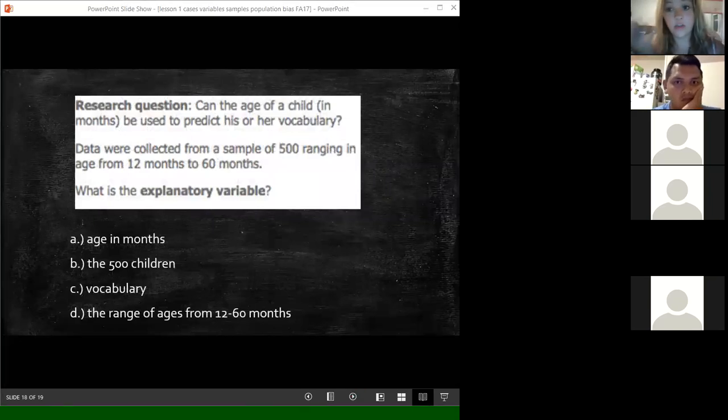So here's our research question. Can the age of a child in months be used to predict his or her vocabulary? We collected data from a sample of 500 children ranging in age from 12 months to 60 months. What is our explanatory variable here?